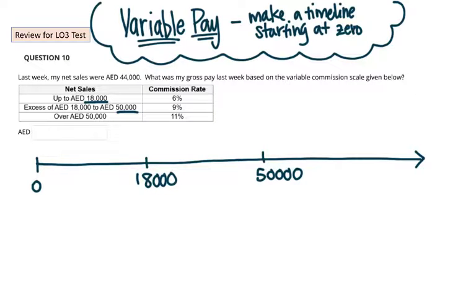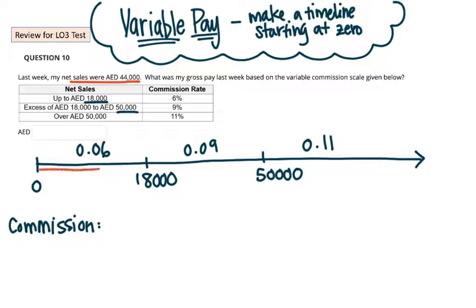In the first section, if you sell between 0 and 18,000, that's going to be a commission of 6%. In the second section, 9%. And in the last section, 11%. Now, when we're calculating the commission, we will just calculate each section separately. So before we do that, we look at the sales, 44,000. And like a thermometer, we go until the right spot and we write where we stopped.